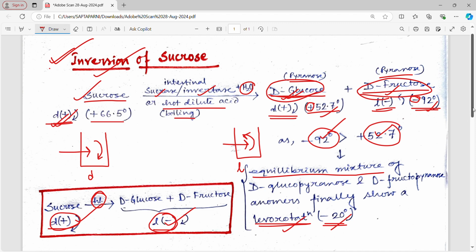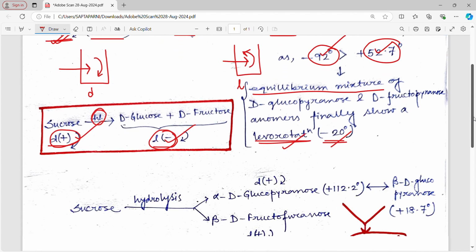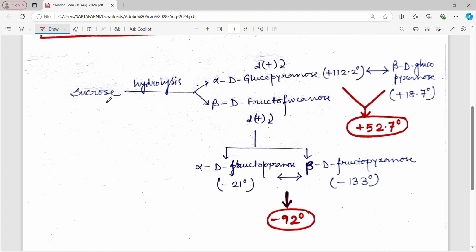Okay, just remember that. Now you may ask me, where are this 52.7 degree and 92 degree coming from? Okay, now I will clear that too. See, whenever sucrose is hydrolyzed, initially it gets broken down into alpha D-glucopyranose and beta D-fructofuranose. So glucose is in pyranose form and fructose is in furanose form. Pyranose and furanose are isomers of each other.